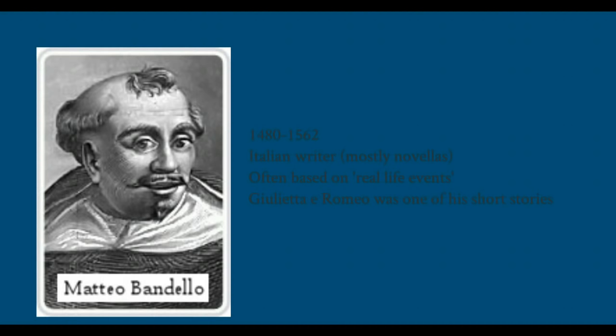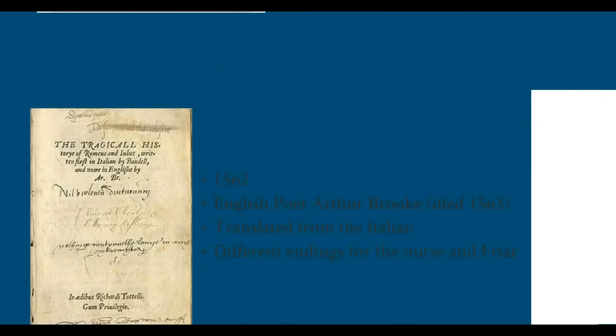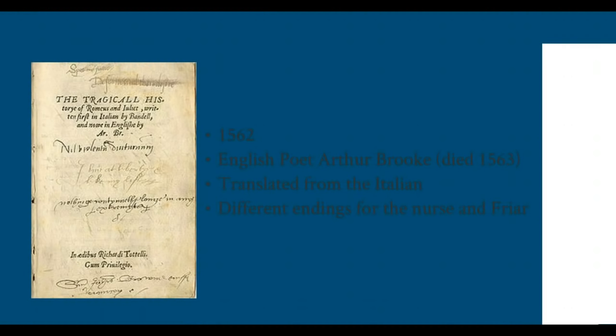Now, quite an interesting event then, that this guy created the story and wrote it in Italian a long time before Shakespeare himself wrote and published and performed Romeo and Juliet. After that, though, we have this next link in the chain. In 1562, Arthur Brooke, an English poet, translated the story of Romeo and Juliet into English, into an English poem. And he changed it slightly. He differed the endings for the nurse and the friar from what the original Italian version did. And he published them like this.